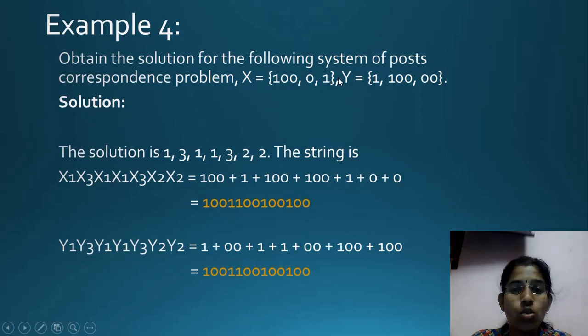Then next we go to list Y. We follow the same order, 1, 3, 1, 3, 2, 2. We derive the input from the list. So the first value is 1, the third value is 00, the first position value is 1, the first position value again 1, the third position has 00, the second position has 100 plus 100. Finally, I combine the strings and check that the Y string is equal to the X string. Yes, both strings X and Y are equal. That means the system has a solution.